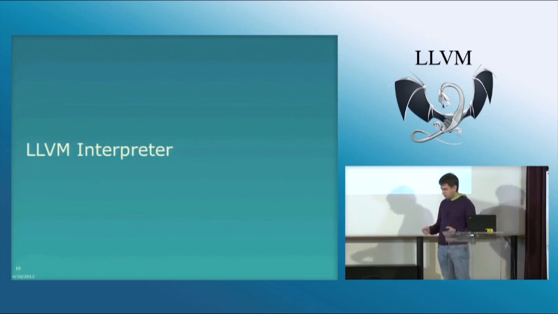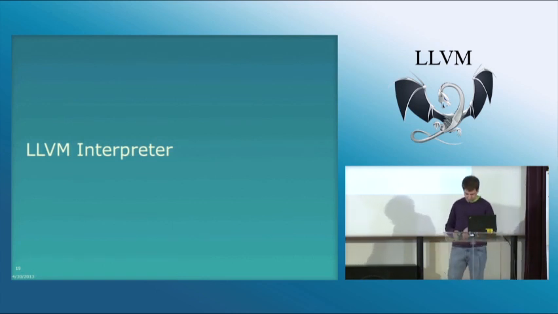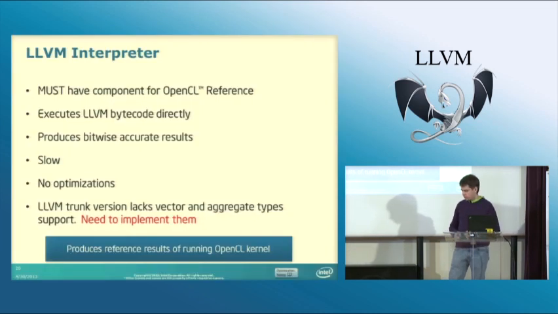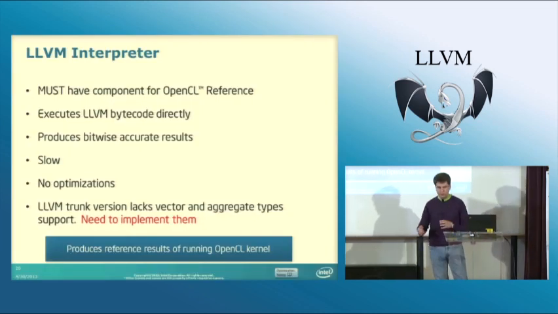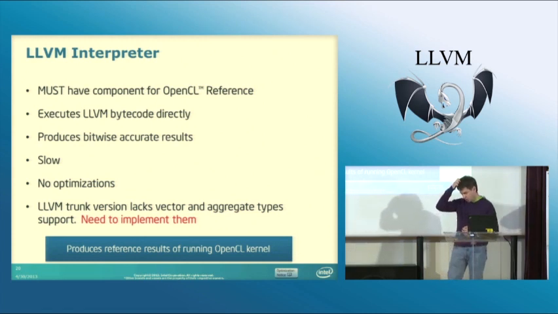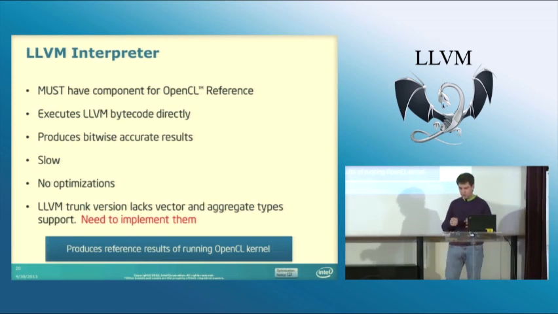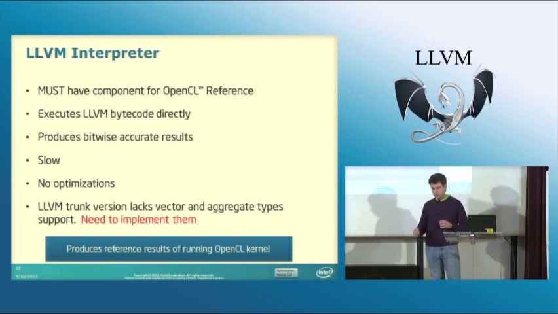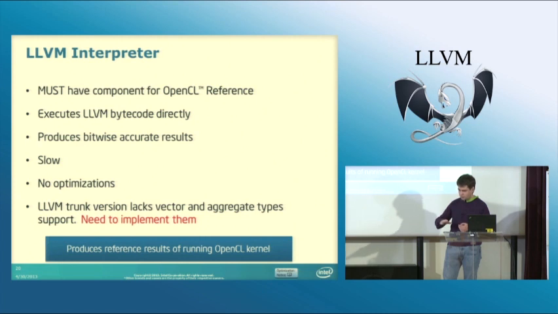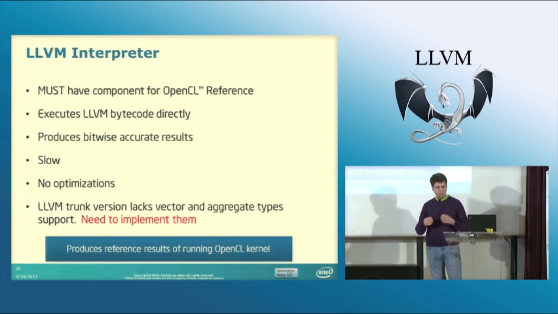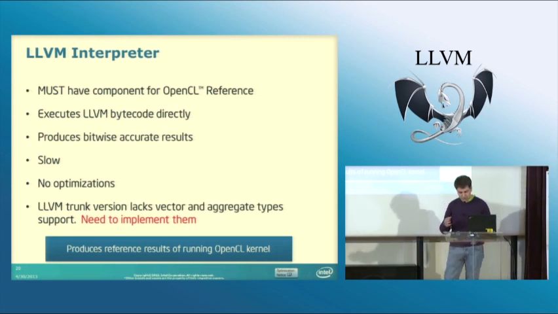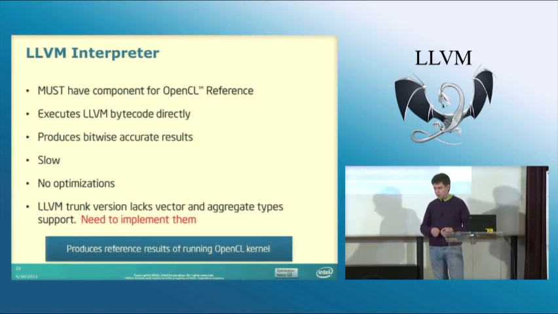Now let's talk a bit about what we changed in the Interpreter. The Interpreter itself was a must-have component for the reference. It takes its input directly from Clang, and we made sure that no optimizations were applied, so it's a pure output that can be used as a reference. The Interpreter itself is pretty straightforward: it takes instructions one by one and executes them. The benefit is that it produces quite accurate results. The disadvantage is that it's quite slow.